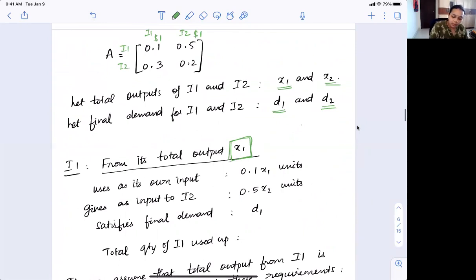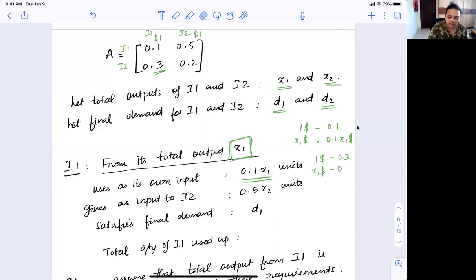So to produce $1 worth of output, if it needs 10 cents worth of its own output, then to produce X1 dollars worth of output, it's going to need 0.1 times X1 dollars worth of its own input, right? Which is exactly what is denoted by this statement. And similarly, we saw earlier that to produce $1 worth of output, it needs 0.3 of input from the second industry.